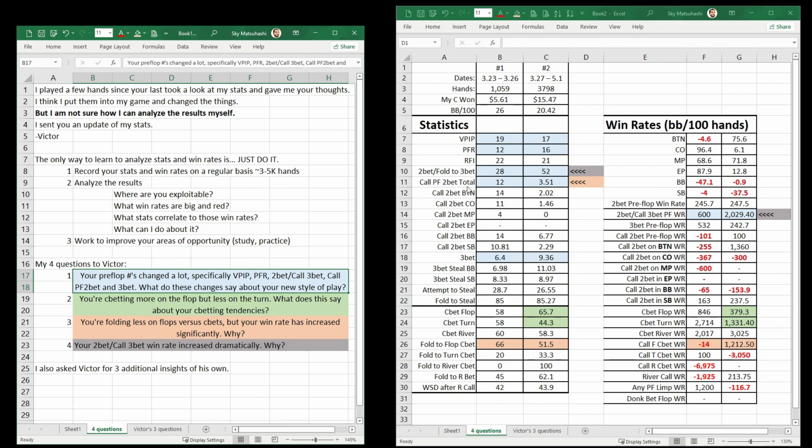Things are looking pretty good here for him, right? His call 2-bet went from 12 to 3.5, and 3-bet went from 6.4 to 9.4. Way more aggressive and a much more winning player due to these changes. He's becoming a more tight aggressive player.